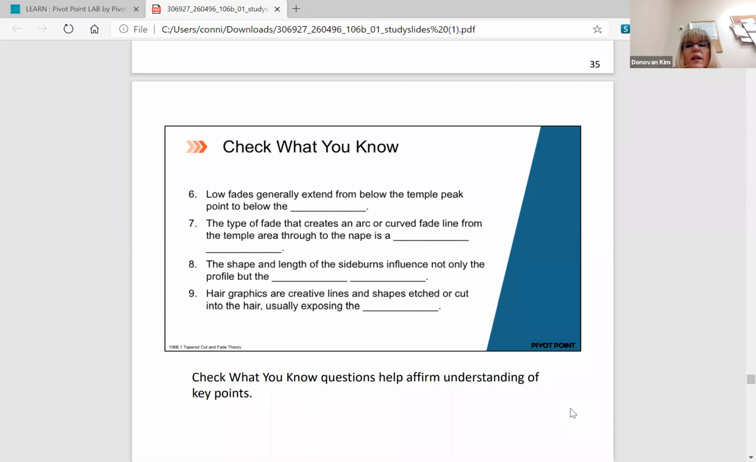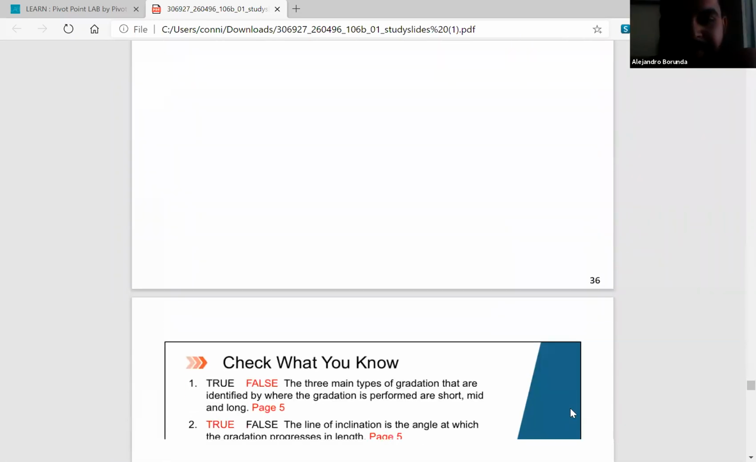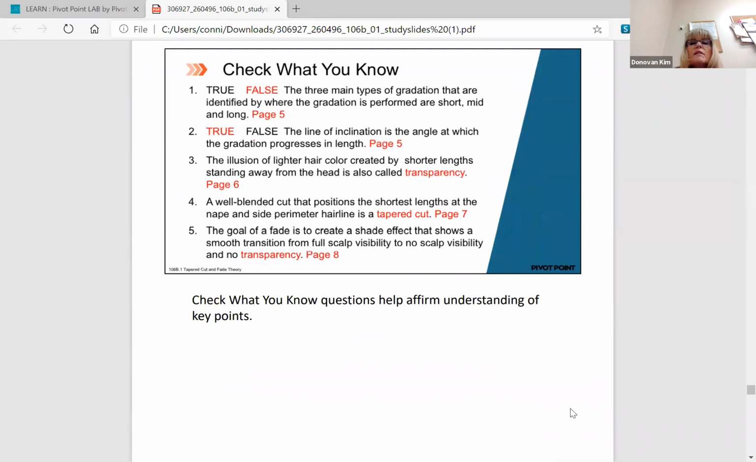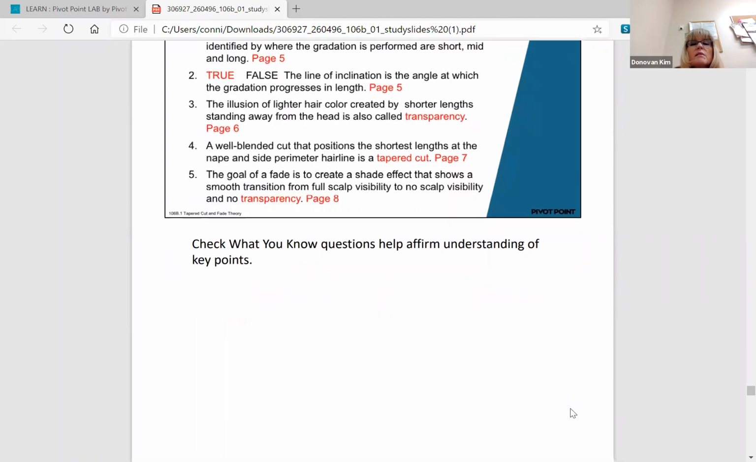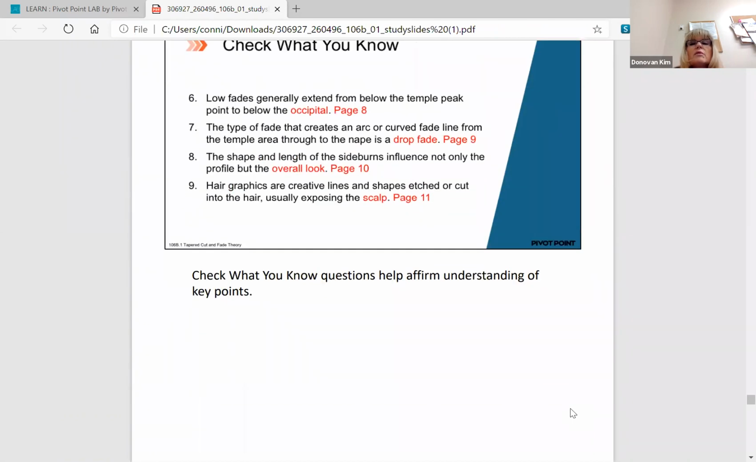Hair graphics are creative lines and shapes etched out or cut into the hair, usually exposing the what? The scalp. Yeah. So the first one is false. True. Transparency. Tapered cut. Transparency again. I guess they want us to use that word transparency, huh? Occipital, drop fade, overall look, scalp.